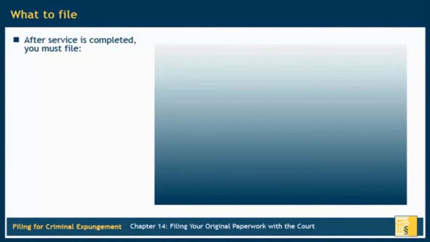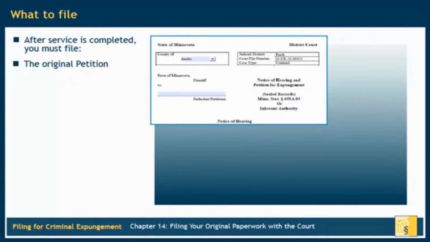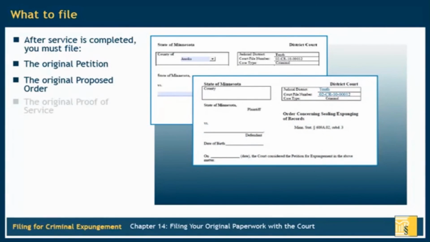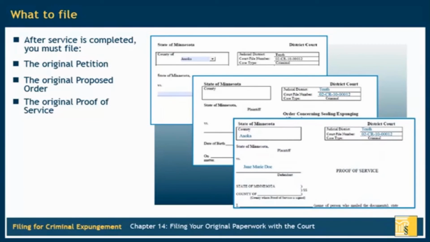After service has been completed, or in other words, after the envelopes have been mailed and the proof of service has been completed and signed, you need to file your original paperwork with the court. You need to file your original petition, including any attachments, original proposed order, and original proof of service with the court. Remember that you should have one set of original forms for each case.